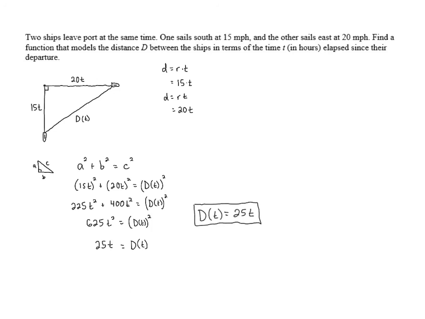This might be useful, for example, if we know that their radio can last a certain distance, and so we'll know how long it is before they're out of range of radio contact of each other.